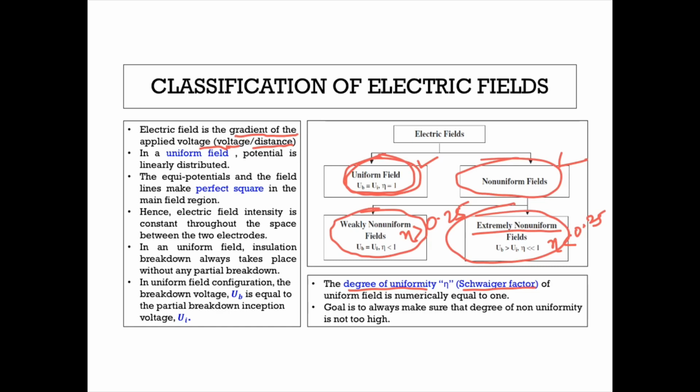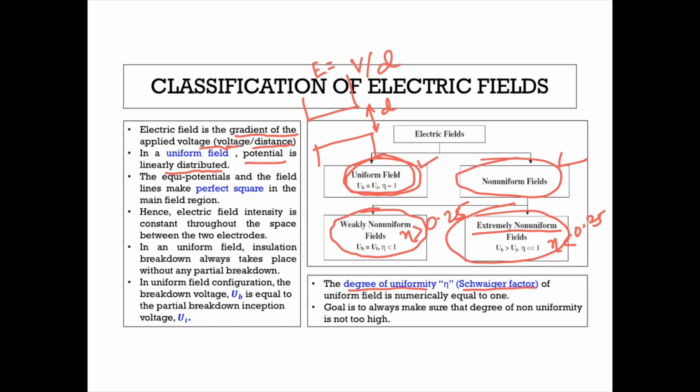So the electric field is essentially a gradient of applied voltage, which is simply voltage applied divided by distance between two electrodes. For example, these are the two electrodes and this is the distance d between two electrodes, and if the electrodes have a potential difference of V volt, then simply E is equal to V by d.